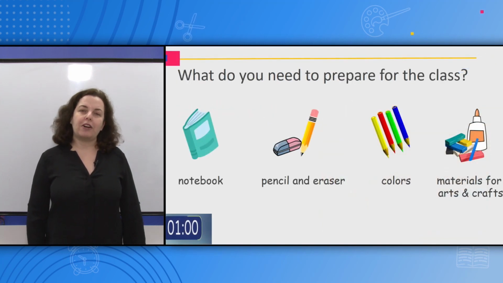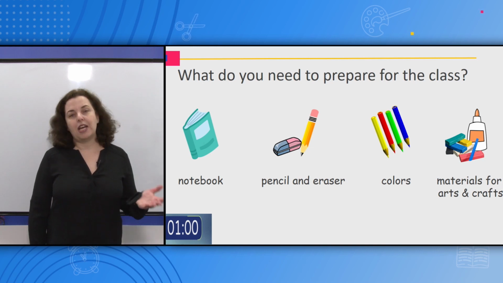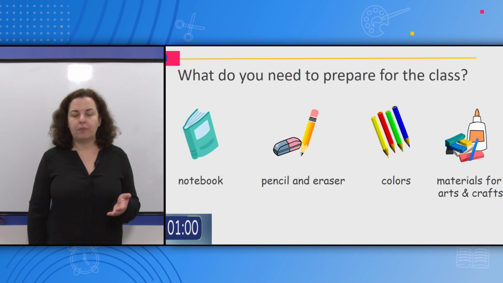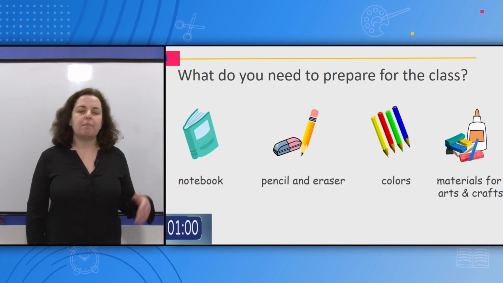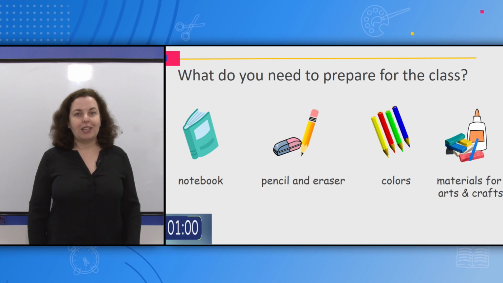What do you need to prepare for this lesson with me today? You would need a notebook, a pencil and an eraser, colors, and some materials for arts and crafts. Go and get these materials, but don't forget to come back, okay?